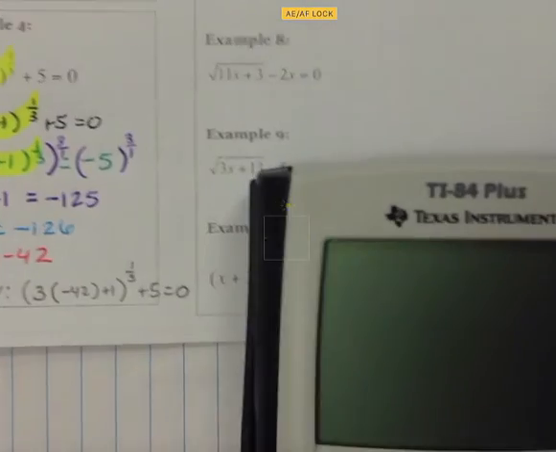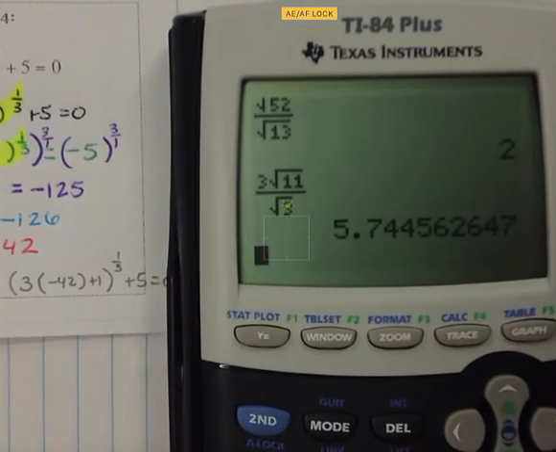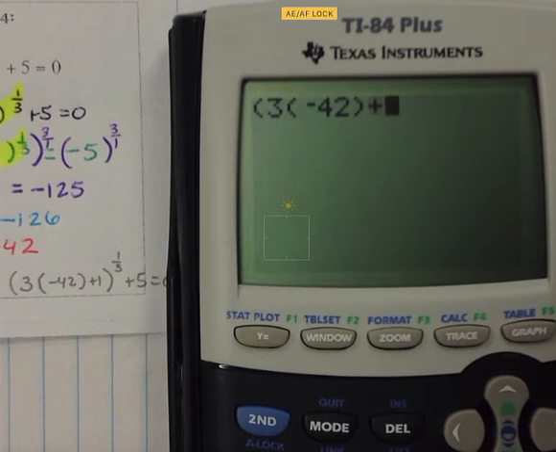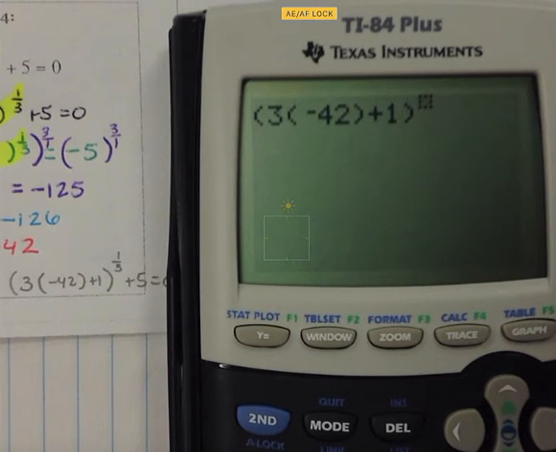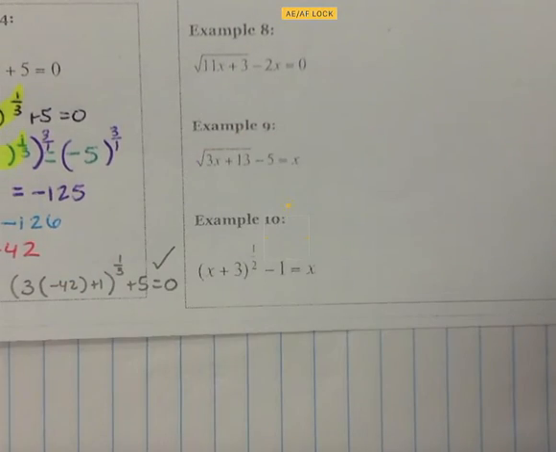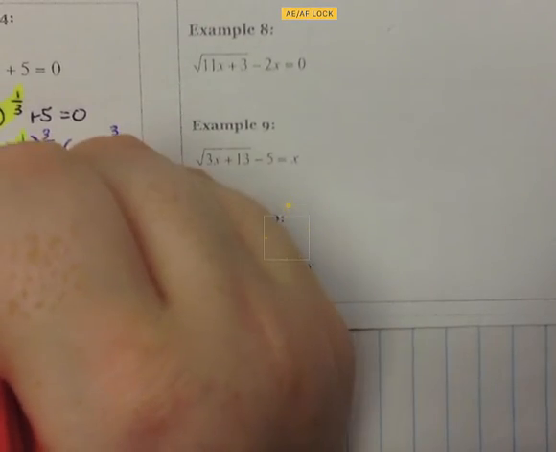When I press enter, it should give me 0. It does. In the newer calculators, it's a little bit easier to do this. I have parentheses 3, parentheses, negative 42, close, plus 1, close, raised to, and since I already have it up in the exponent, I don't need parentheses around my fraction, but I do have to get out of my exponent and then press plus 5, and it also gives me 0. So both calculators give me a 0, so that's a check. That means that negative 42 is a correct answer.